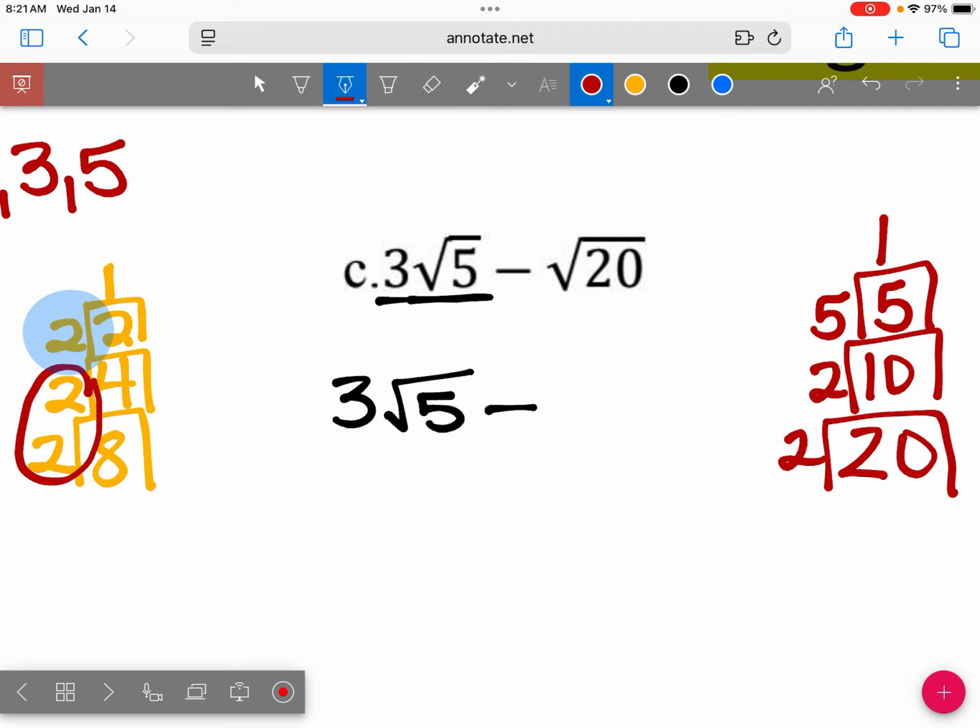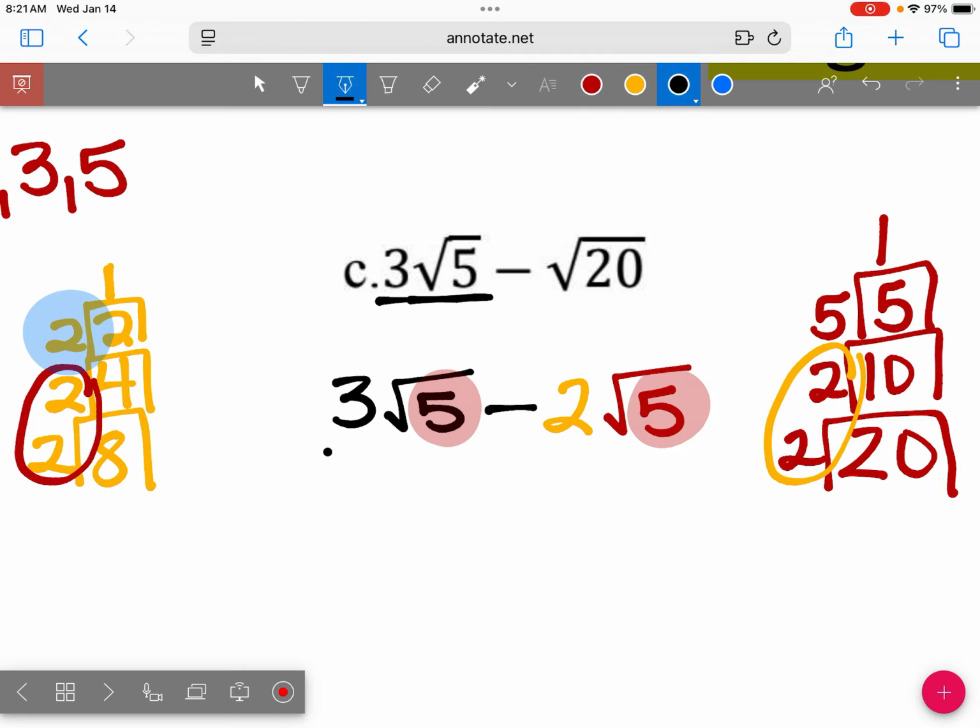All right, so does everyone see there? What do we have a pair of? What can we take out? A 2. We got a pair of 2s that can come out. But then that 5 has to stay. So are these like terms? Who says yes? Who says no? Who's not sure? They both have a 5 and a 5. So that means we can.